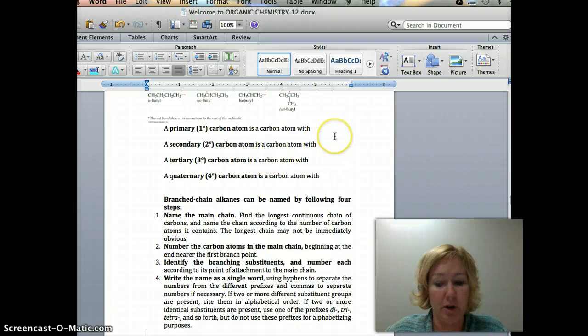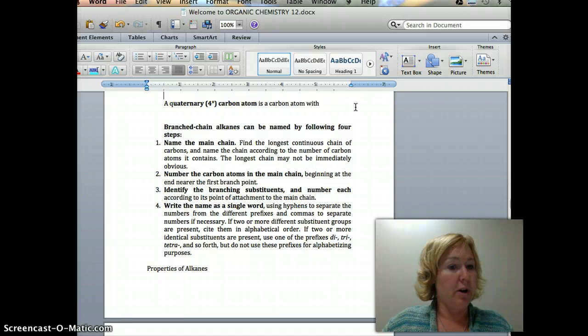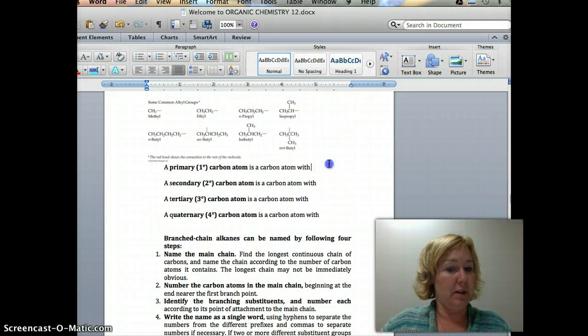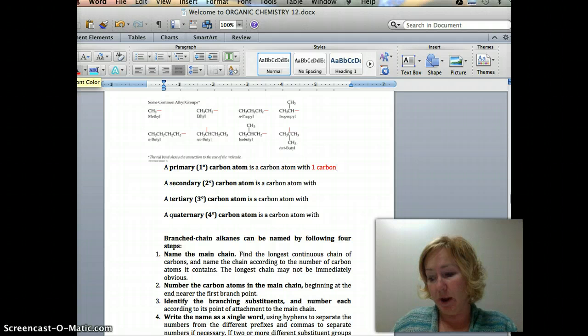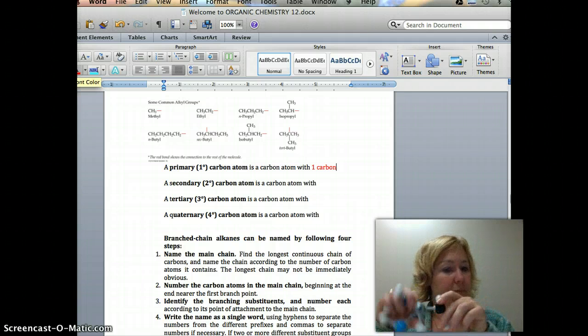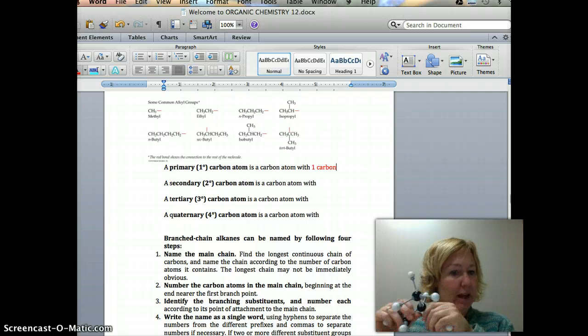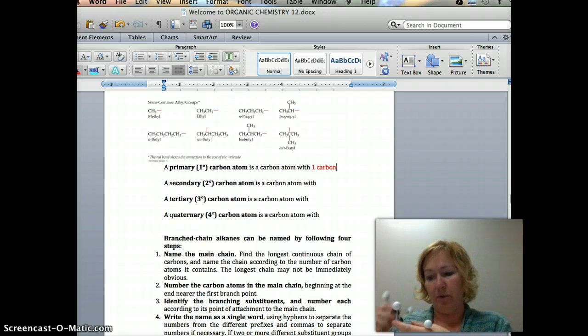Okay, a primary carbon atom. These are fun. A primary carbon atom is an atom with 1 carbon attached. You should be able to figure this out, but I'm going to do 1 carbon. It's the primary one. So a primary carbon atom just has 1 carbon on it.